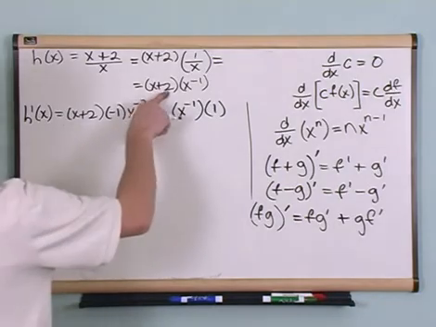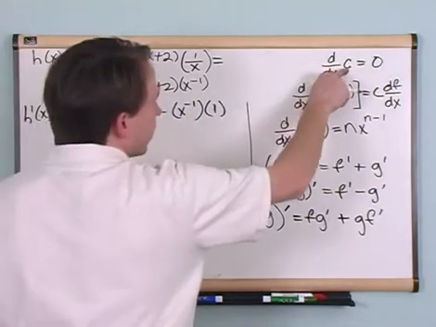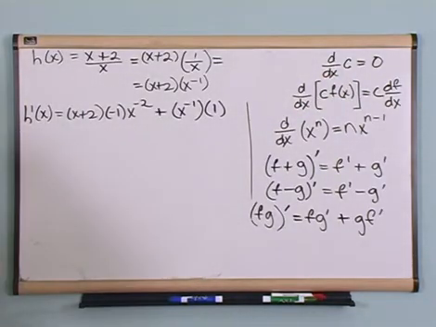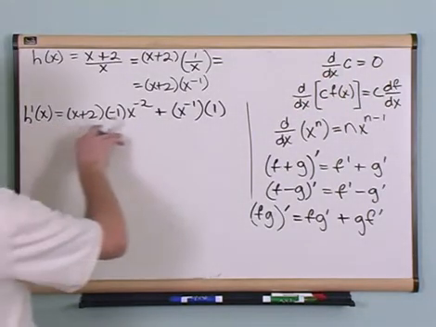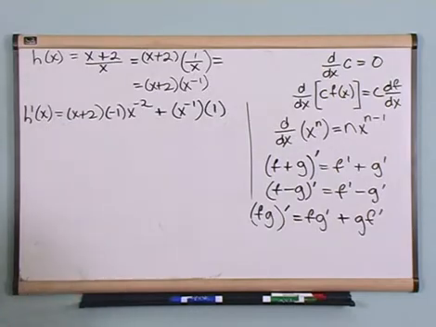Now the derivative of 2, this is just a constant. Derivative of a constant is 0. So here is basically the answer. I just have to simplify it. So let's go ahead and do that.